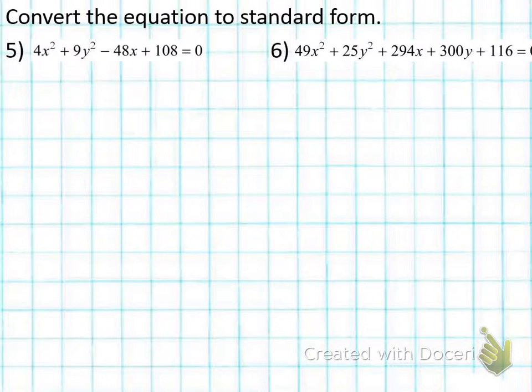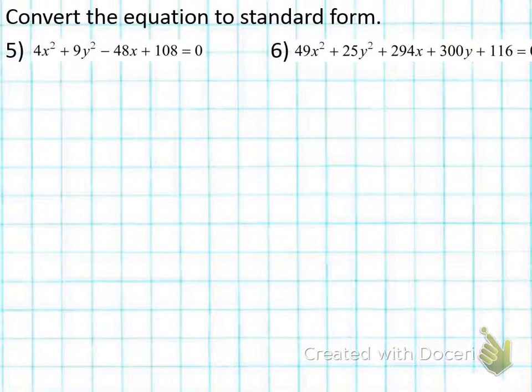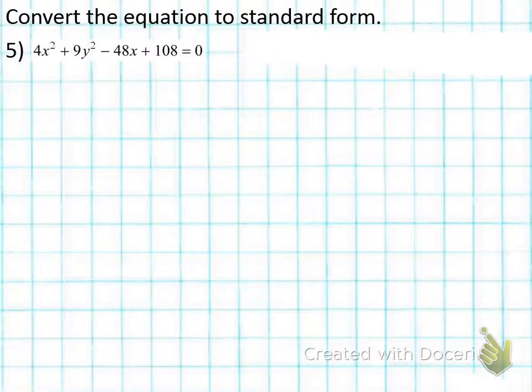Working on number 5 now. Write down number 5 for me. Not number 6, number 5. I'm going to hide number 6. Okay, what's the first step? Always turn to your neighbor. Tell them what the first step is. What's the first step, everyone?